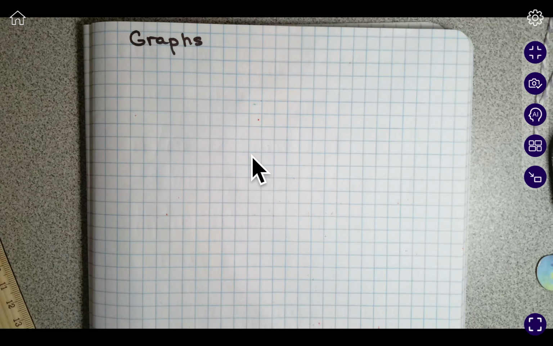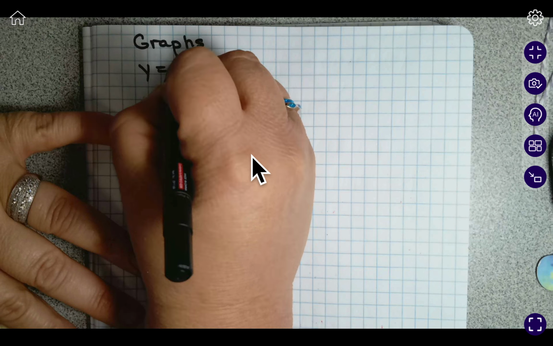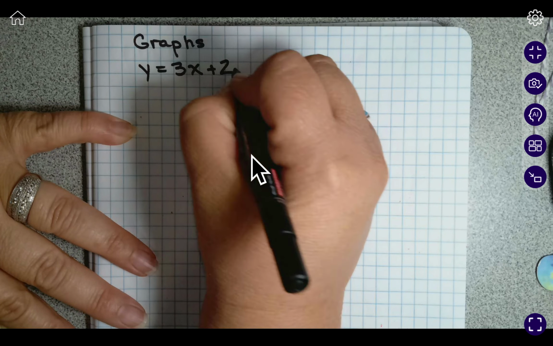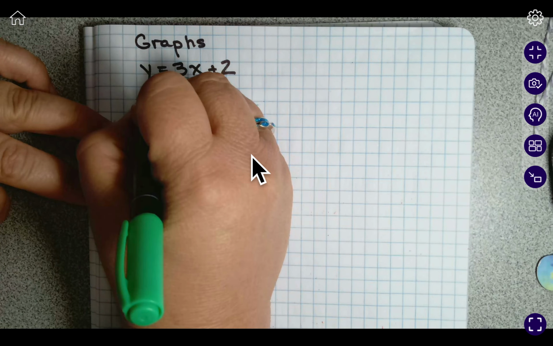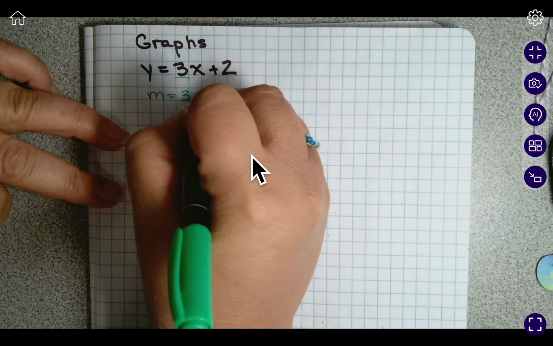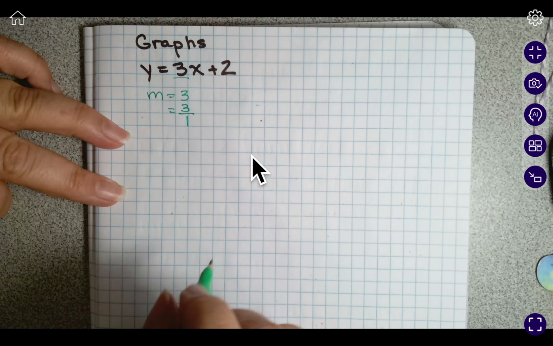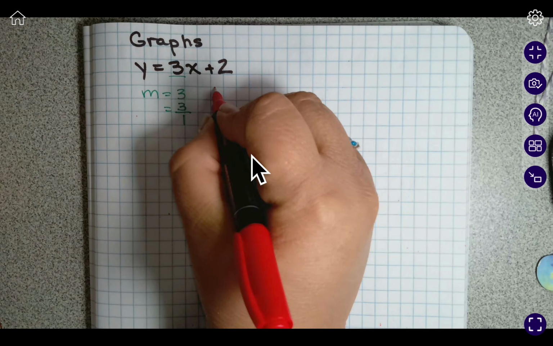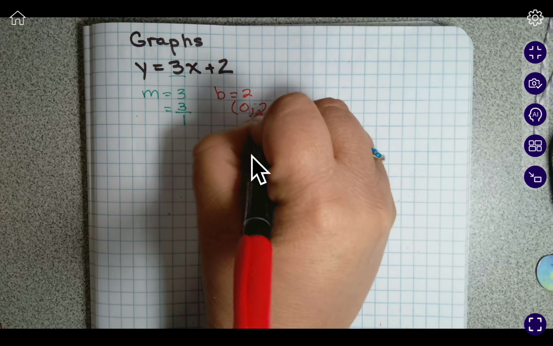If you're given the equation, you can identify your slope is 3, and we write it as a fraction, 3/1, and your starting point, b, is 2, and you write it as the point (0, 2).